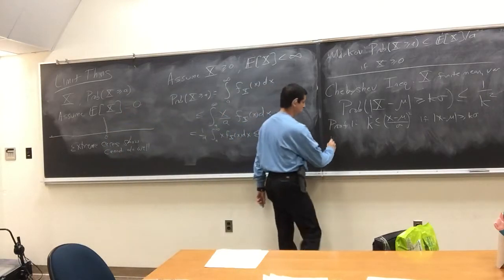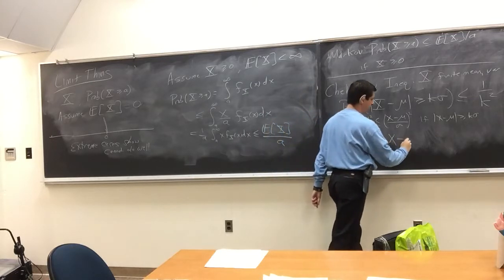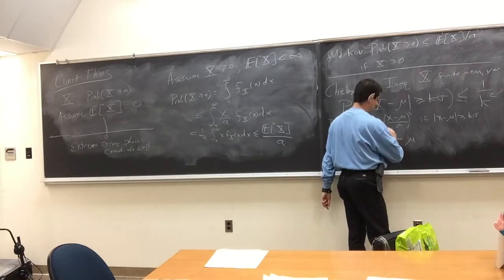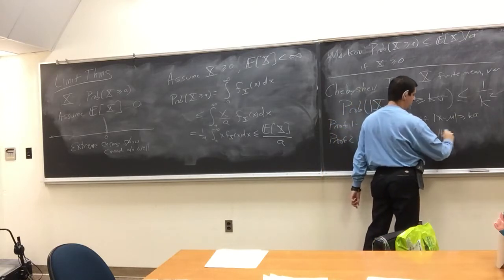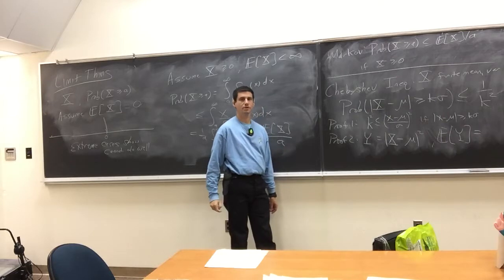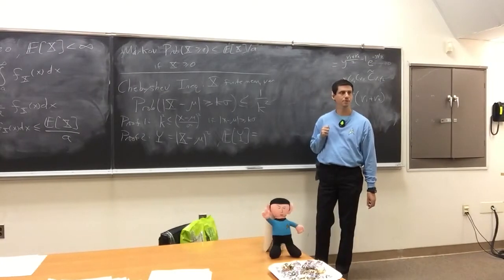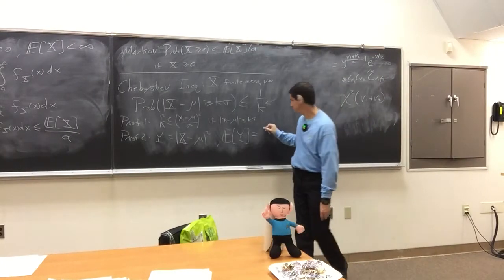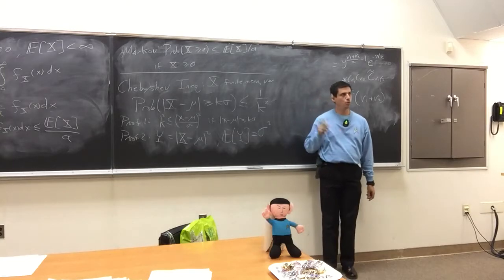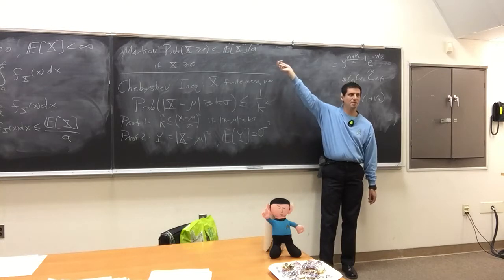Proof 2: let y equal (x minus mu) squared. What's the expected value of y? So if y is (x minus mu) squared, what's the expected value of y? The variance, excellent. Sigma squared. What should we now apply? Foreshadowing is the art of a great lecture. Apply Markov.